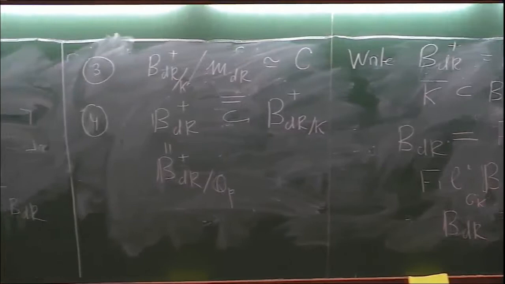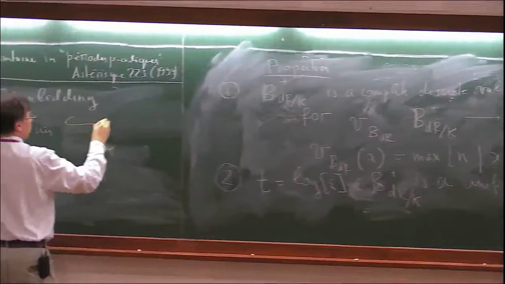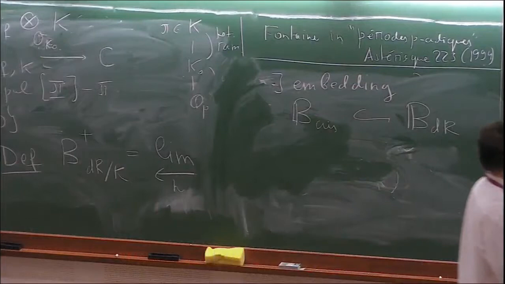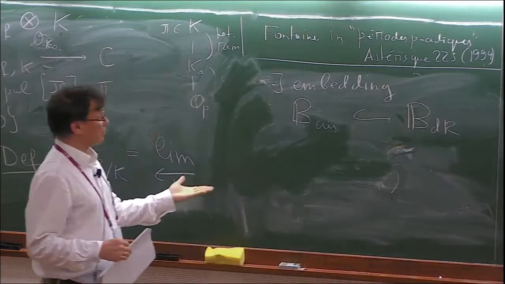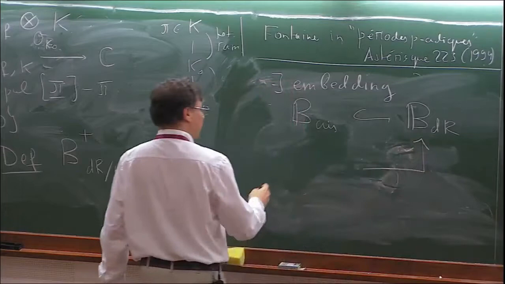And just to finish, we can embed B crys in B dR. If we have some element of B crys, we can formally associate to it an element of B dR. But to prove that this is correct, we need to consider some finer topology on B dR, so here we should consider the induced topology.